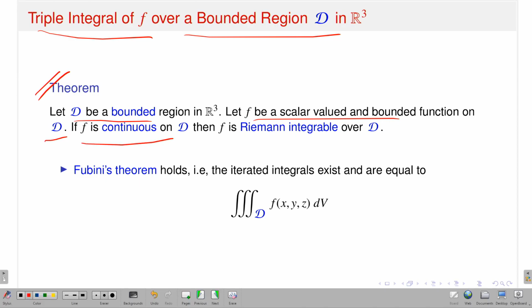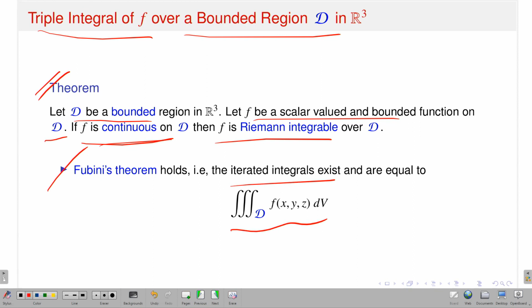Now, if f is a continuous function, think about the similar theorem in the context of the double integral. There also I assumed that if my function is continuous, then the function is Riemann-Darboux integrable or double integrable. Not only that, the iterated integral also exists, and the value of the double integral is exactly equal to both iterated integrals. Similar things are also true in the context of the triple integral. So, if f is continuous on your domain D, then f is Riemann integrable or triple integrable. Not only that, Fubini's theorem holds, that means the iterated integral exists and is equal to your triple integral.